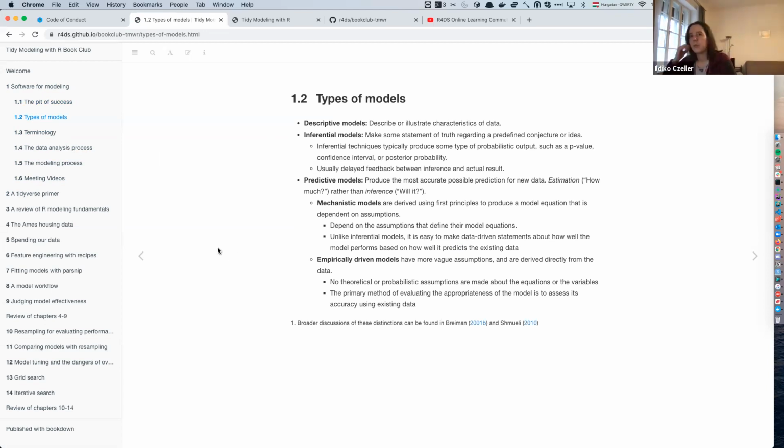So the second idea that is in the first chapter is what kind of models there are. There are three types of models differentiated. The first one is called descriptive models. It's like to show something, but maybe just to inform you, and not with scientific precision or things like that.